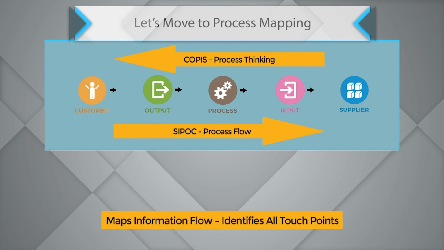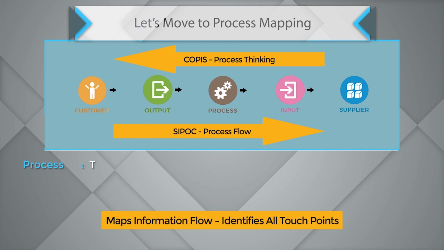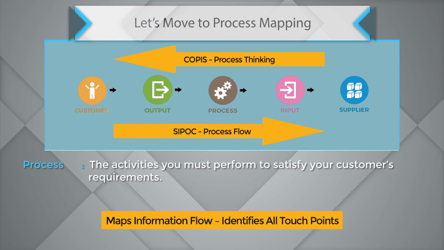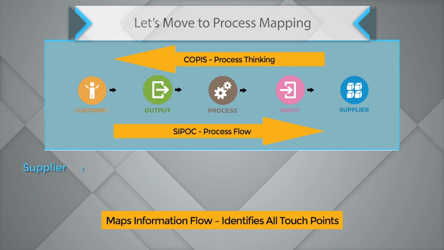You would understand by now that in a SIPOC, C stands for the customer or the recipient of the output of the process; O, which is the output, the material or data that results from the operation of the process itself; P or process, the activities you must perform to satisfy your customer requirement; I as an input, the material or data that a process does something to or with; and finally, S or supplier, whoever provides the input to your process.